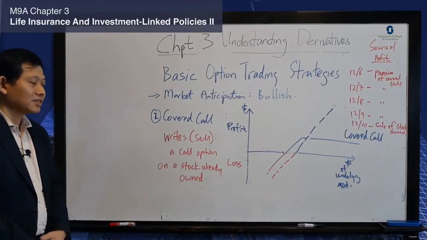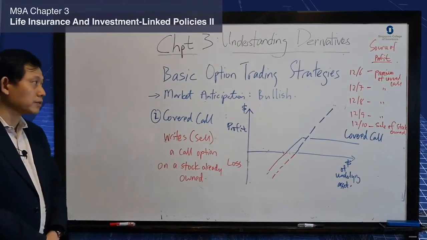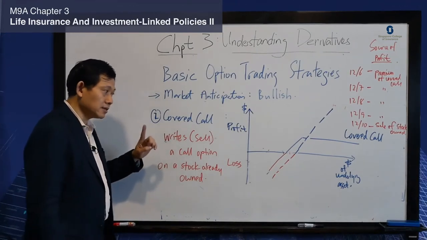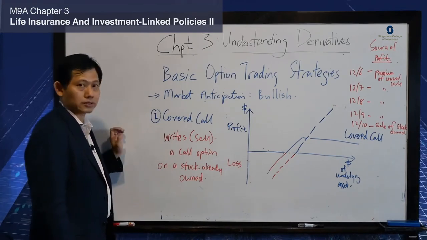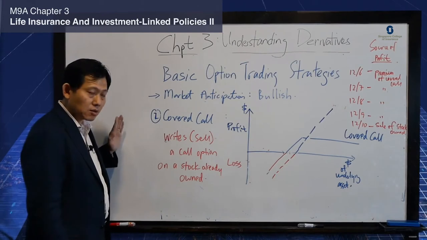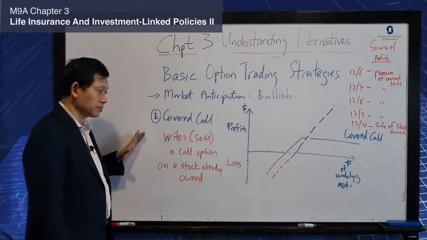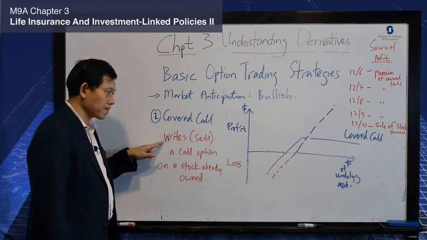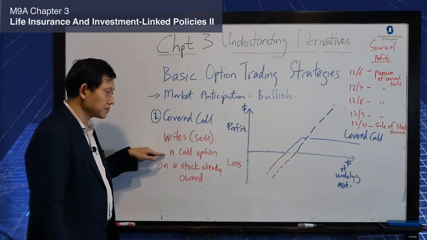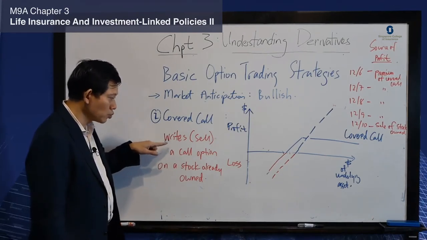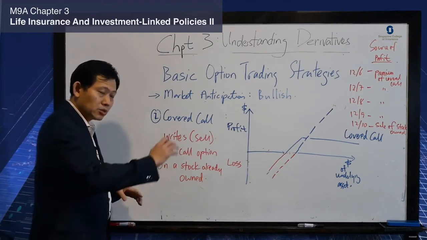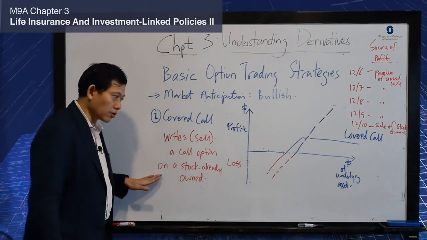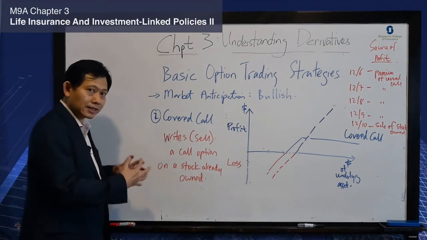Okay, the second strategy, if you anticipate the market will be bullish, and with an assumption that the investor already owns a portfolio of stocks. I repeat, the investor already owns a portfolio of stocks. He can sell a call option. In technical terms, it means write. Write a covered call option, which means that you sell a call option to another entity, usually the bank or another person, on a stock already owned. You already have the underlying assets.